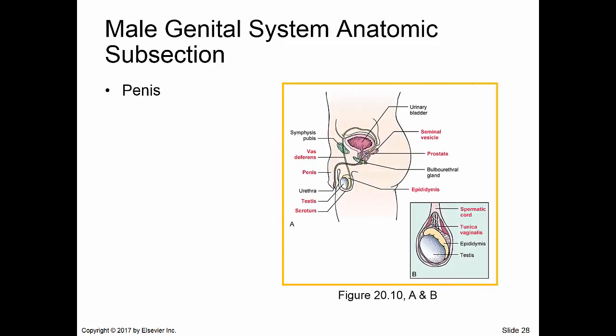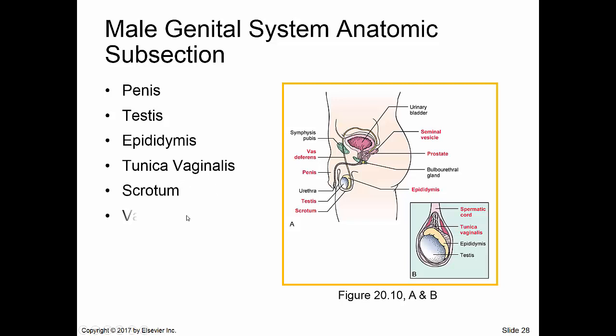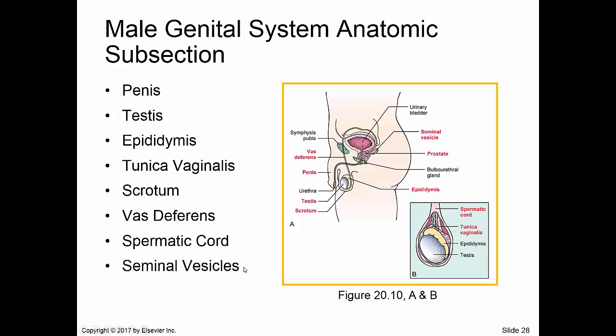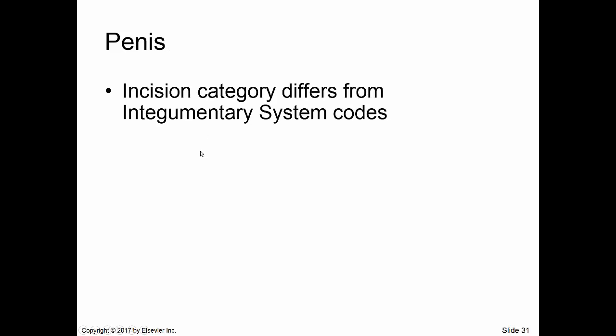We get into the male genital system, the anatomic subsection. The illustration is in your book. It shows everything from the penis, the testes, the epididymis, the tunica vaginalis, the scrotum, the vas deferens, spermatic cord, and the seminal vesicles, and the prostate. And of course the prostate is the one we've talked about before, that is the most popular surgery that we seem to have to code.